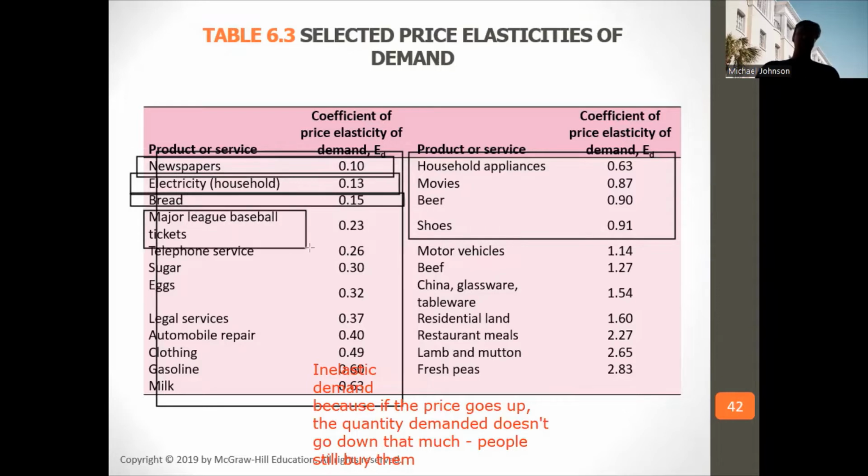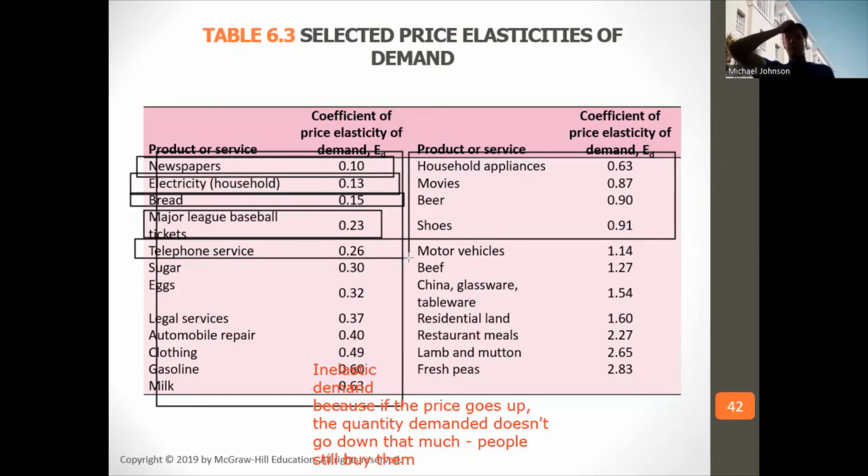Major League Baseball tickets: big fans of the Blue Jays, like season ticket holders, even if the price of the tickets goes up, they'll still buy them because they'll always love baseball. And then telephone service, people need telephones to talk to other people. So if the price goes up for telephone service, they will still pay it. Similar stories for all these other things.